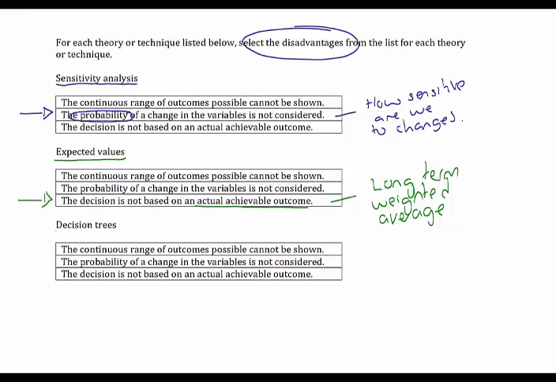With a decision tree, this first point is the disadvantage. The continuous range of outcomes possible cannot be shown. You cannot draw a decision tree that covers every possible eventuality, especially if you are looking at something that isn't discrete. You can get continuous information with regards to how tall something is going to be, or how much it is going to rain on a particular day. You cannot show that with a diagram that's got a particular outcome for each event.